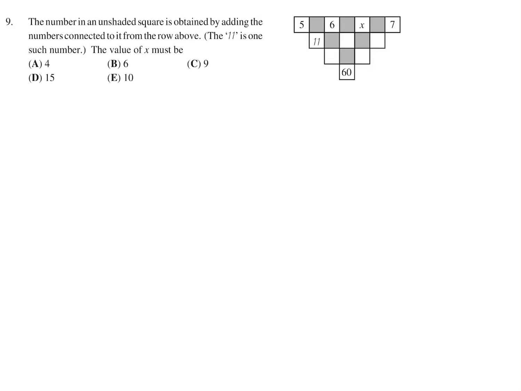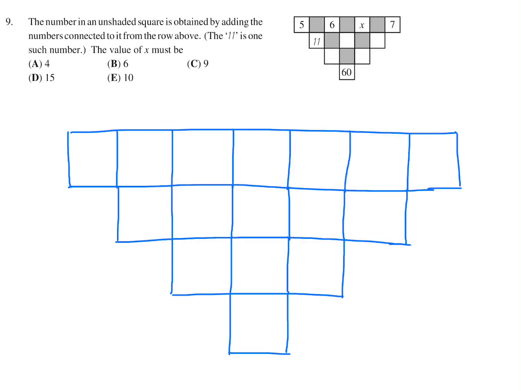Alright, so I'm going to have to draw this a bit bigger. And let's start to fill in all the numbers. So we've got 5, 6, x, and 7. And this is 11. Now how did we get 11? Well, that was because 5 and 6 are added together. So similarly, to fill in these boxes, you add the numbers that are above it. And same thing here, this is x plus 7.